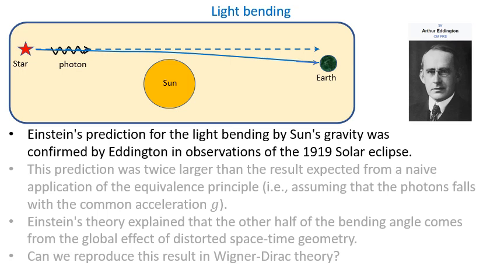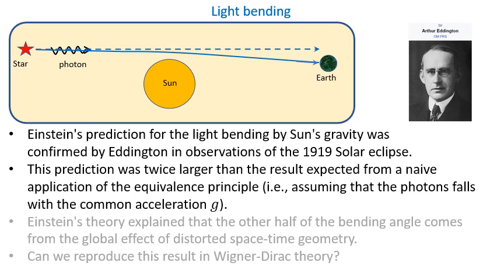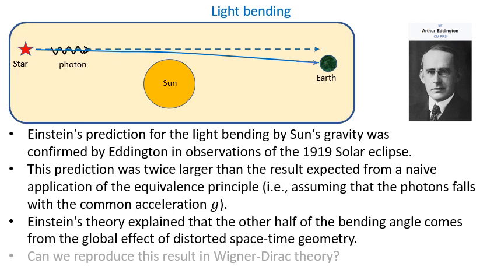The gravitational light bending is another effect which is often regarded as a definite proof of general relativity. This effect was predicted by Albert Einstein and then confirmed by Arthur Eddington, who measured positions of stars during the sun eclipse in 1919. Actually, light bending is expected also in the Newtonian theory. One can simply assume that photons fall with the same common acceleration g. But then the bending angle is twice smaller than Einstein's prediction and Eddington's measurement. Einstein's theory explained that the other half of the bending angle is a purely general relativistic effect related to the distortion of the global spacetime geometry.